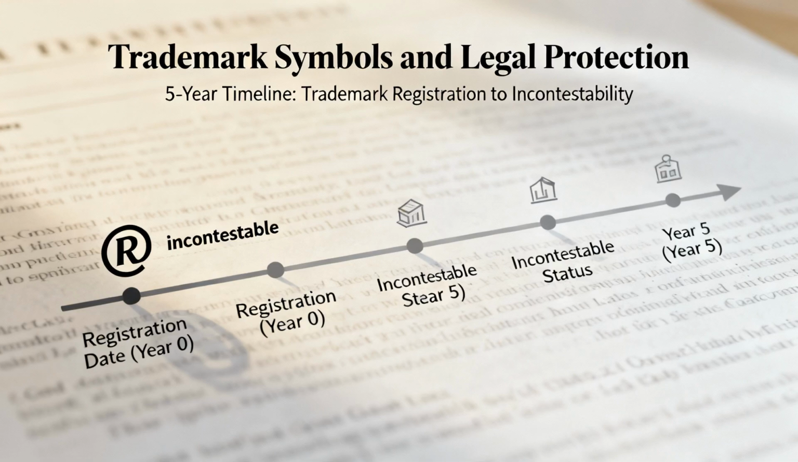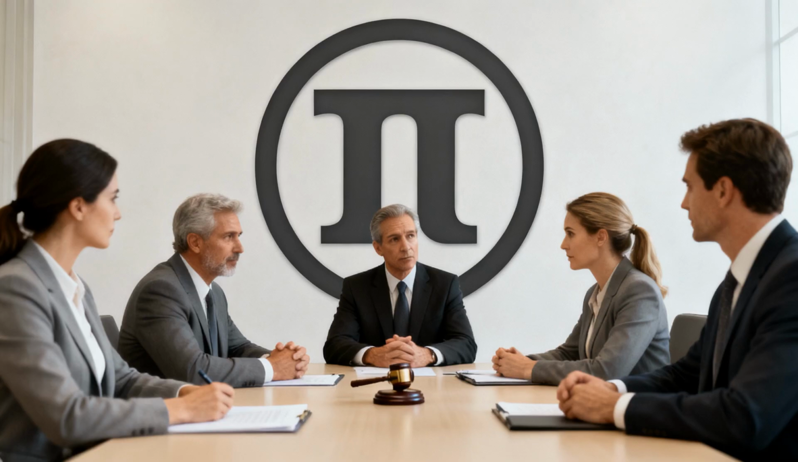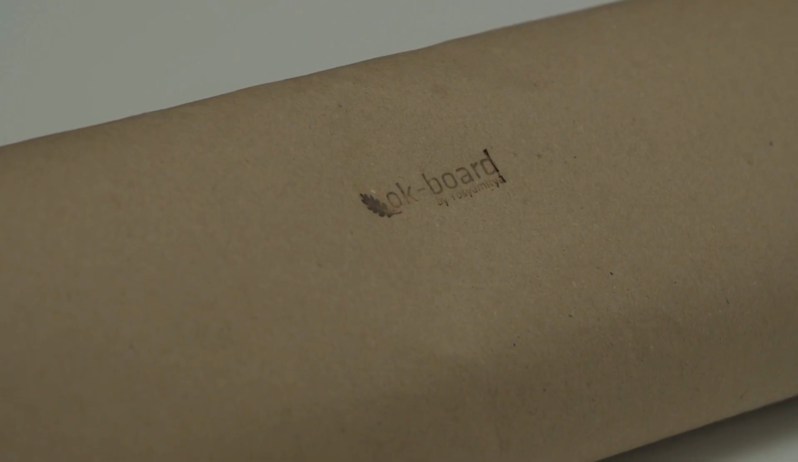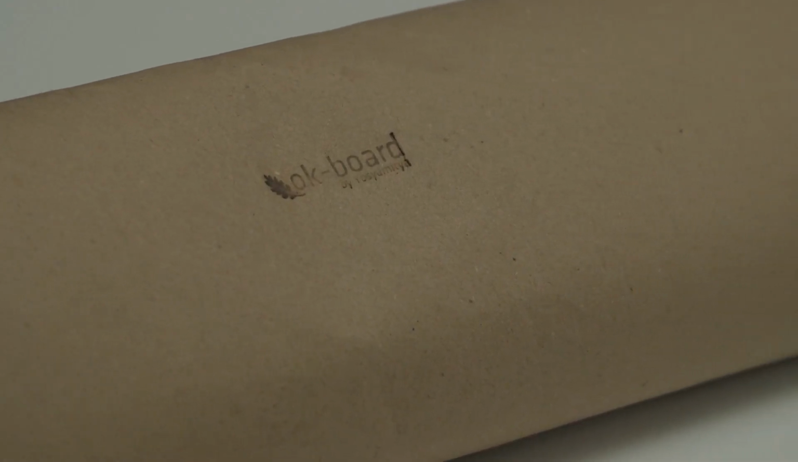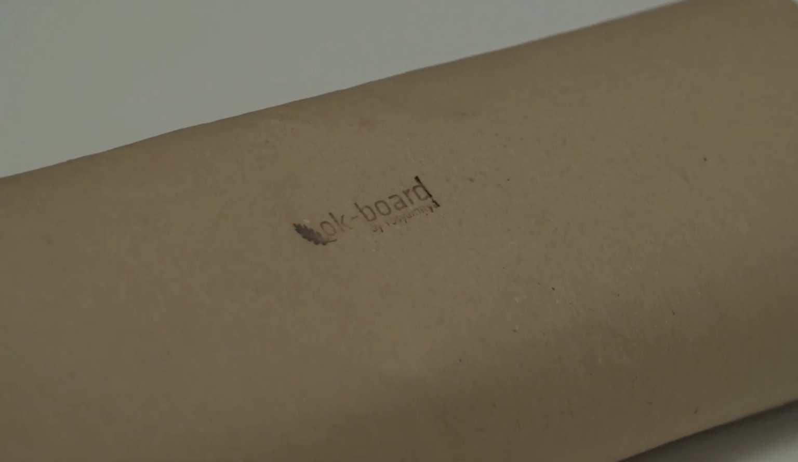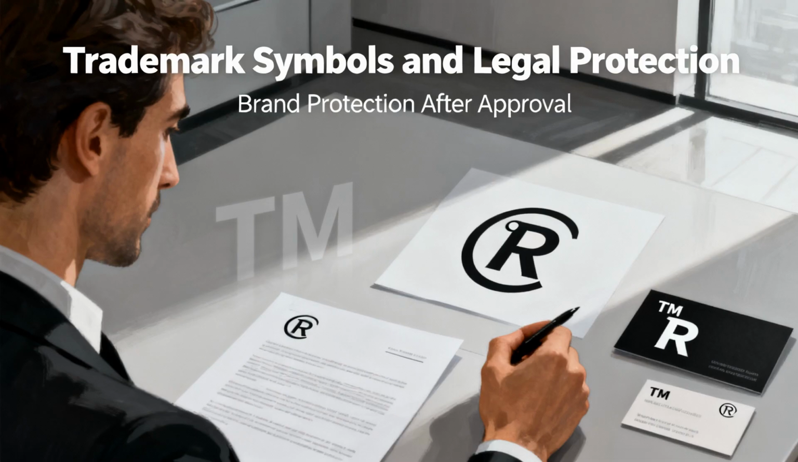5 years after registration, your mark becomes incontestable, providing clear evidence of your right to use it. Incontestable trademarks hold stronger protection against infringement and limit the defenses that infringers can raise. When deciding which symbol to use, remember that TM is appropriate for unregistered marks you wish to claim, while R should only be used after the USPTO has granted registration. Many companies use TM during the application process and switch to R once approved.